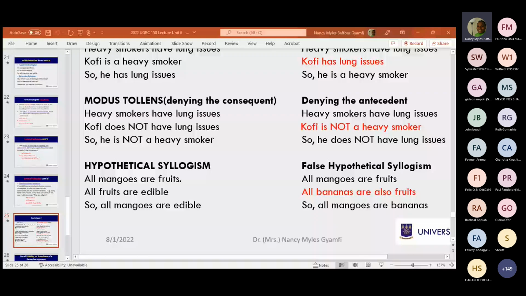I want to give another example. Hypothetical syllogism. Whenever it rains, the ground gets wet. Therefore, whenever it rains, we get plenty harvest. Whenever it rains, the ground gets wet. And I conclude, therefore, whenever it rains, we get plenty harvest.